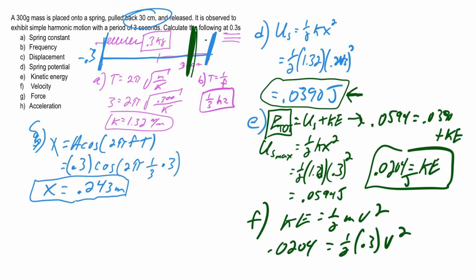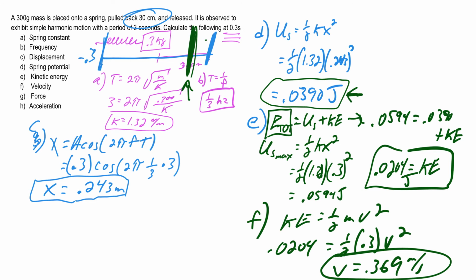Okay, so let's multiply 0.024 by 2 and divide by 0.3, and then we're going to square root that. And we get a velocity of 0.369 meters per second. And that would be at that point, right? Right here. That's how fast we're moving when we have both spring potential and kinetic.